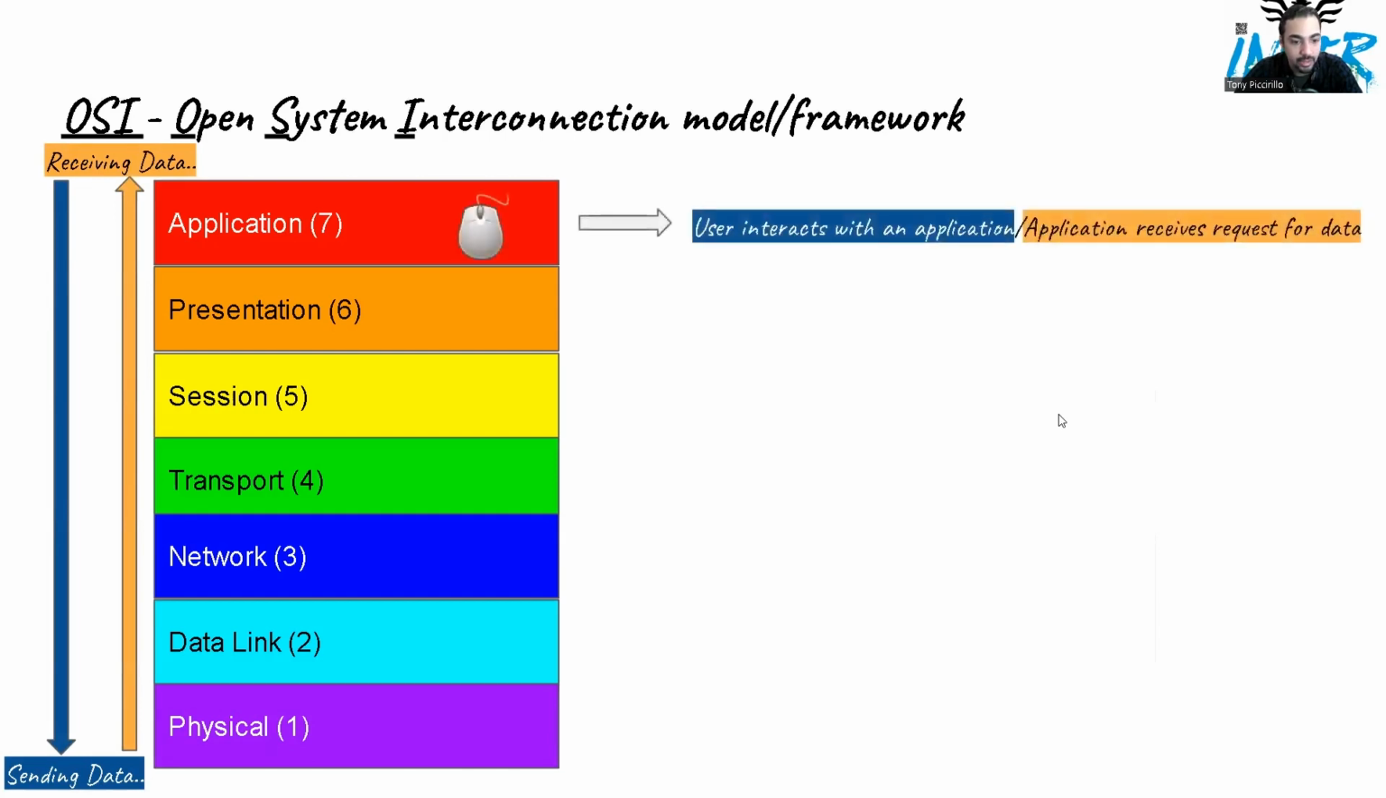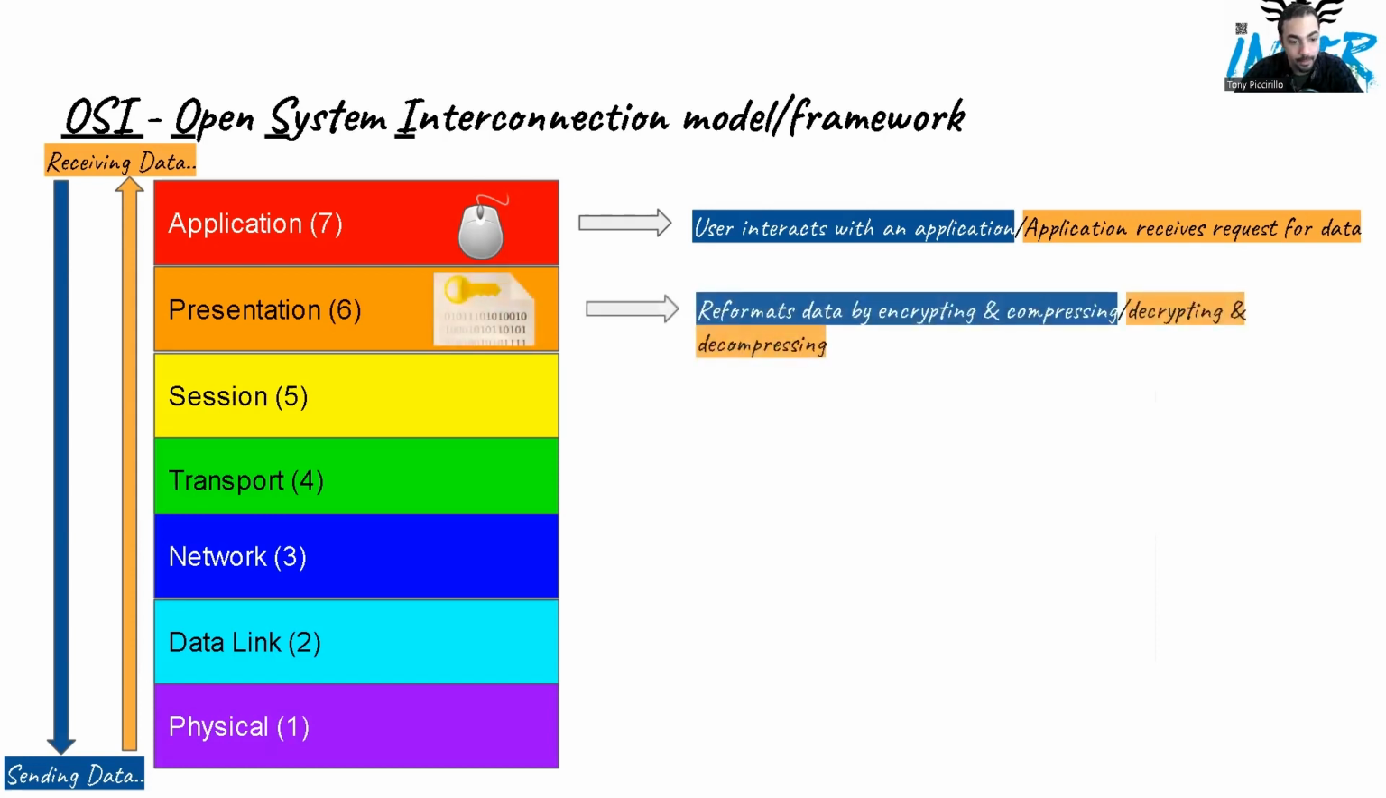The application layer is where you, the user, interact with a computer application that sent a data request. So if you're receiving data, this is where the application shows you the request. The presentation layer is where data is reformatted through encryption and compression when sending data, or decrypting and decompressing data when receiving data. It's like a translator that helps different devices understand each other.